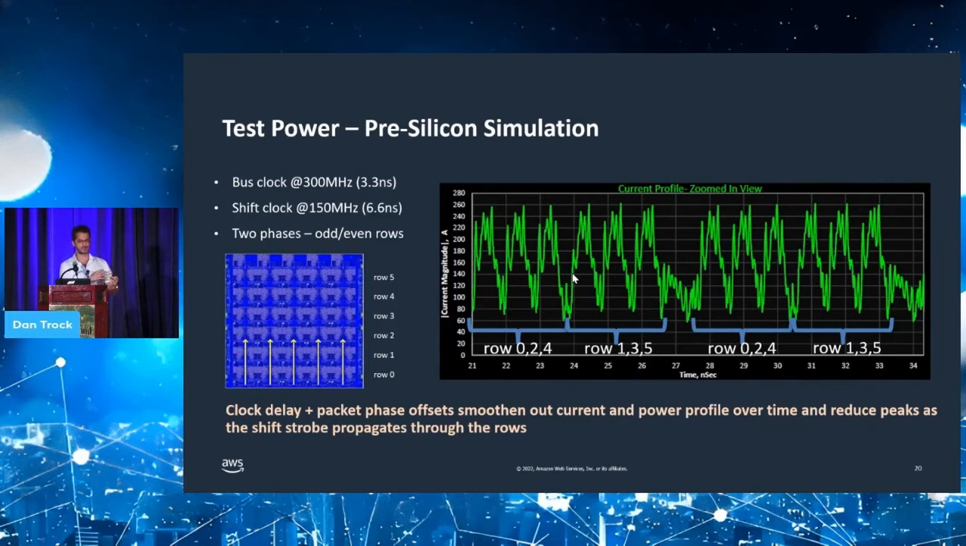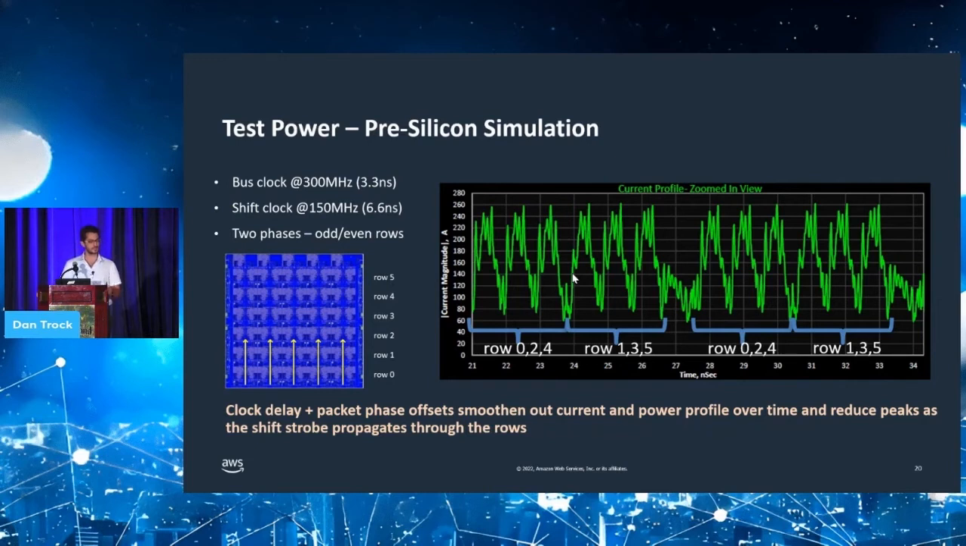So the point here is that by playing with the pipeline stages on the data path, we are able to spread out the edges of the shift clocks and make a smoother power profile generated by our vector, and this gives better power margins when we apply this test vector.